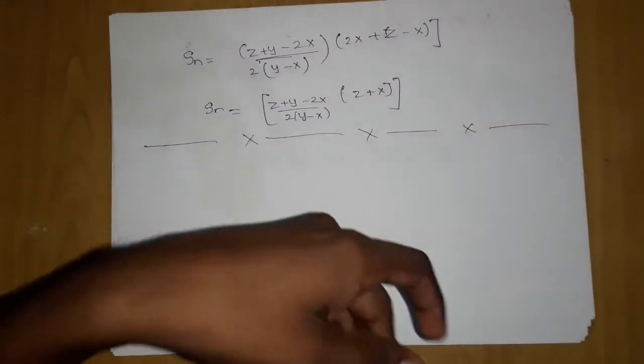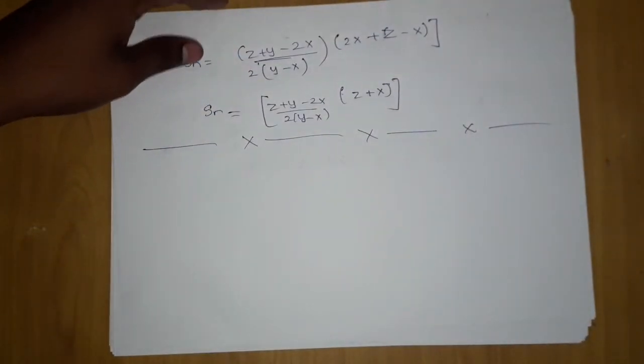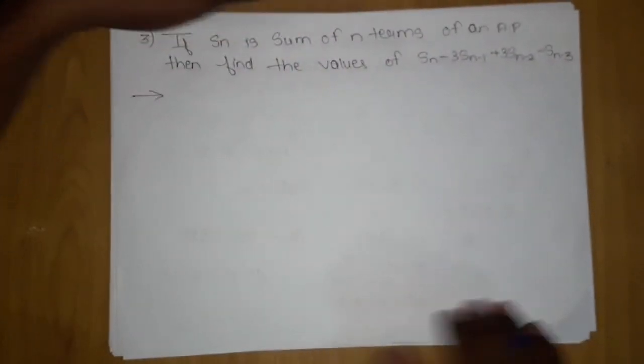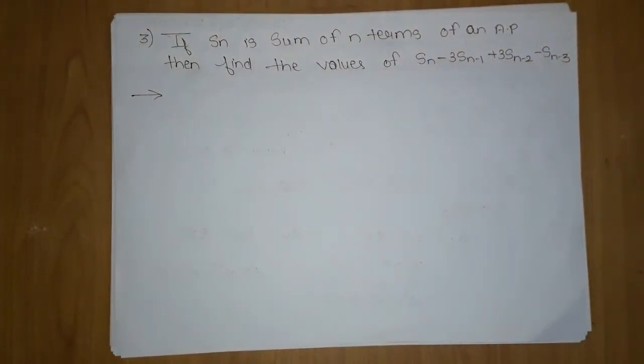The next question is the third question. The third question is as follows. If Sn is the sum of n terms of an AP, then find the value of this. We want to find the value of this thing.